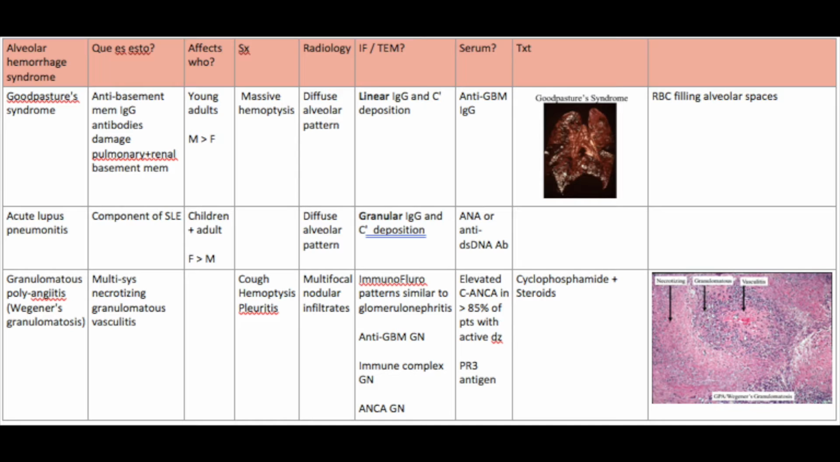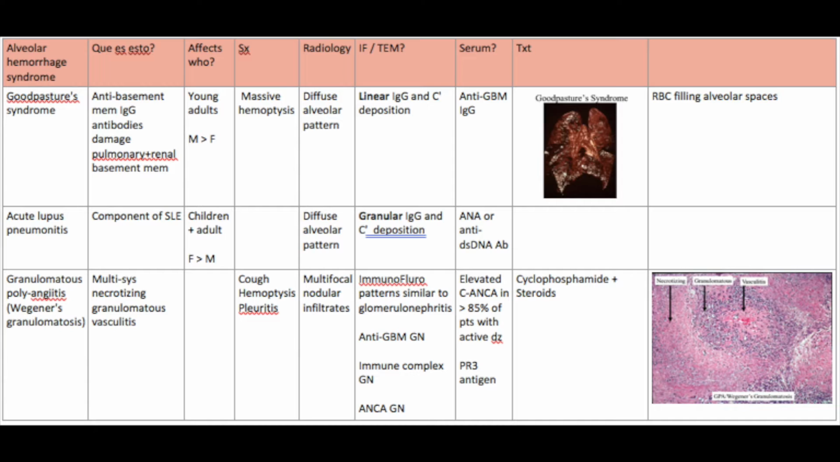And if you were to check their serum, you would see elevated C-ANCA levels, which stands for cytoplasmic anti-neutrophilic cytoplasmic antibody, and that's going to be seen not in all patients, but greater than 85% of the patients are going to present with elevated cytoplasmic anti-neutrophilic cytoplasmic antibody. And PR3 antigen is also commonly seen in these granulomatosis with polyangiitis patients.